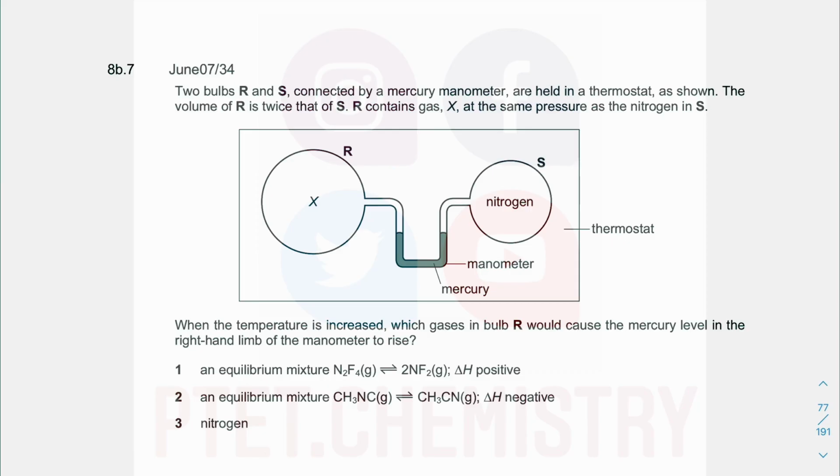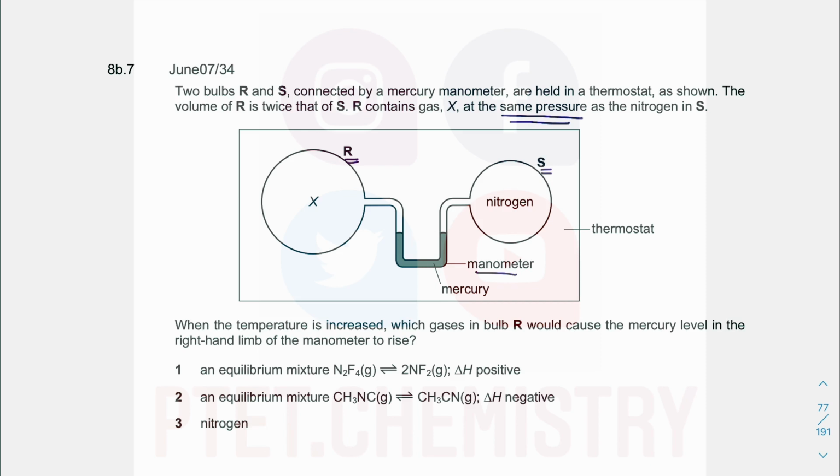So in this question 7, we have two bulbs, R and S. They have this mercury manometer, which basically measures pressure, and they will be on the same level if the pressure here is equal to the pressure here, which initially that is the case because R contains the gas X, and gas X is at the same pressure as the nitrogen in S. So if you have same pressure here and here, this will be level. They won't be one higher than the other. They will be on the same level.